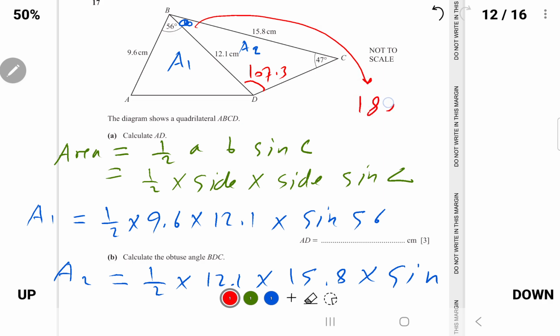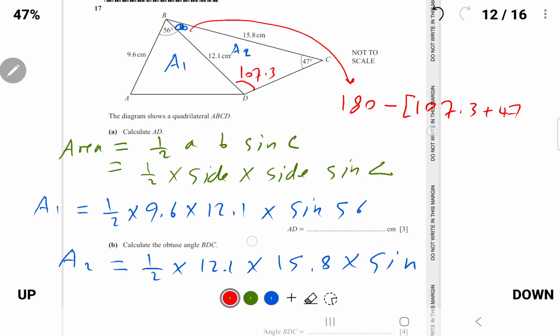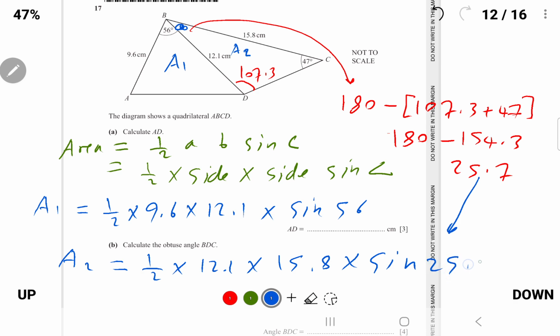We say this is 180 minus 107.3 plus 47, and this would be 180 minus 154.3. So 180 minus 154.3 would be 25.7. So here I have to write this angle, 25.7.